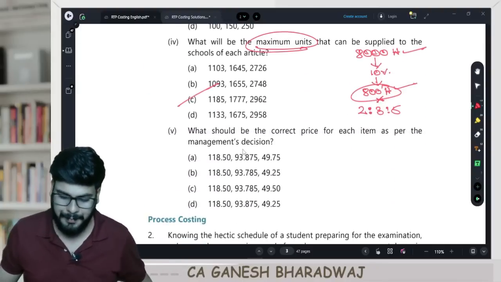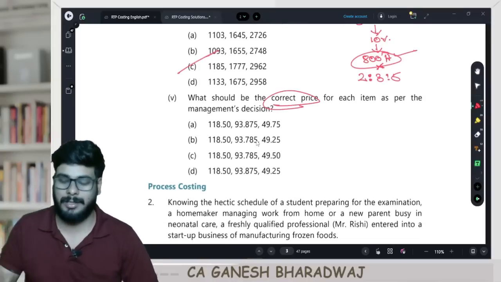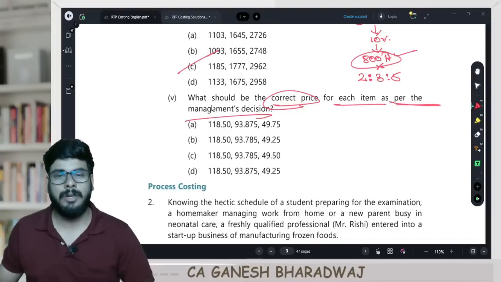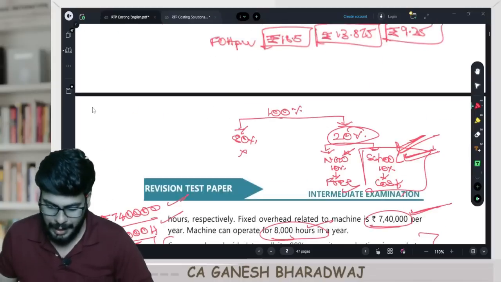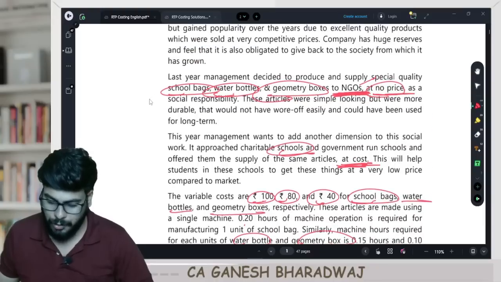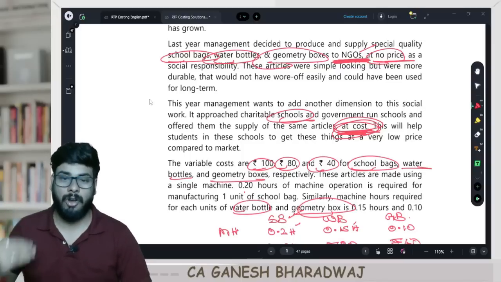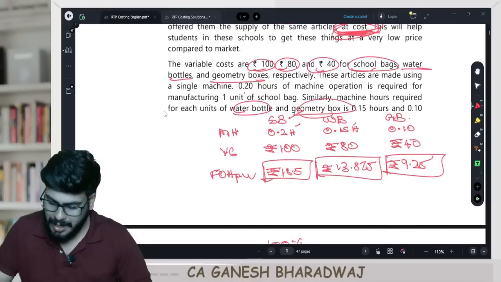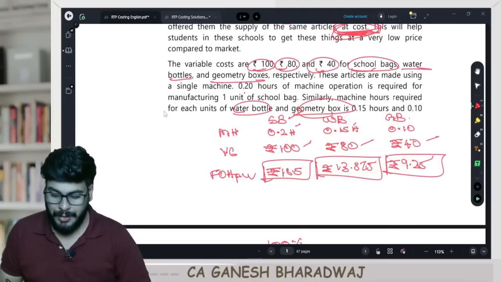And finally, the last part of the question, what should be the correct price? Now they are asking, what should be the correct price for each item as per the management decision? Now, what was the management decision? They said, ideally, we are not going to do business here. For these supplies to schools, we are going to recover the cost. What do you mean by cost? Variable cost plus fixed cost. Now, product wise, we know the variable cost 100, 80 and 40. Product wise, do you know the fixed cost?